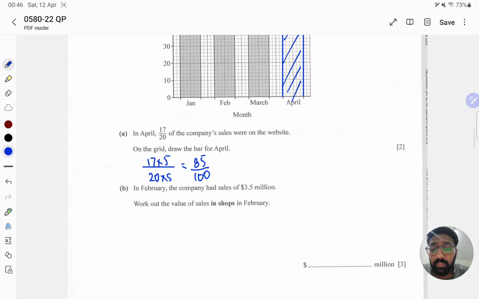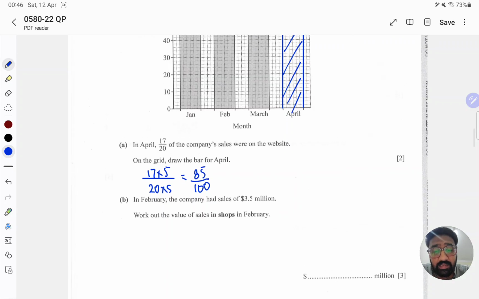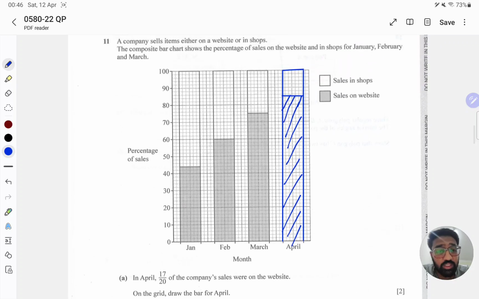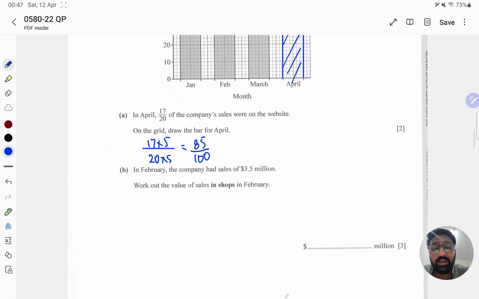B part says in February, the company had a sale of 3.5 million. So the total sale is 3.5 million. Work out the value of sales in shops in February. So how much is there in February? 40 out of 100 is being sold in shops. So we need to find out the sale that they have made in the shops.